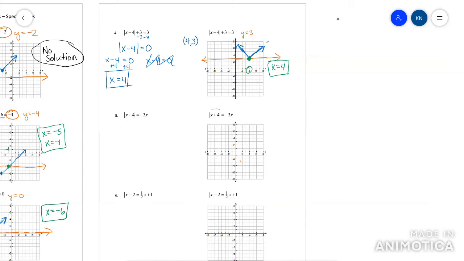You want to take x plus 4 and find your vertex. So that's at negative 4, 0. Go put a dot there. Then it's the same thing, 1 for its slope. Then you have to graph this line as if it said y equals negative 3x. So that would have a y-intercept of 0 and would fall 3, run 1. So it would look like this.